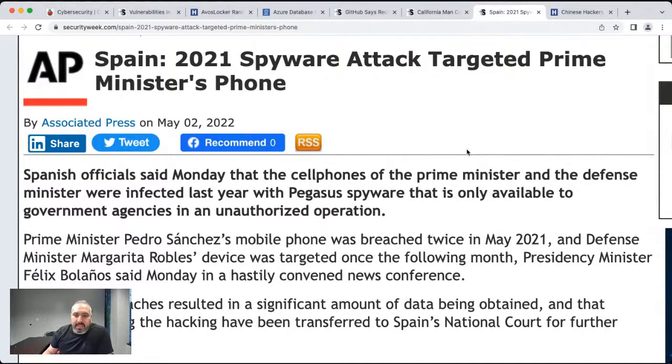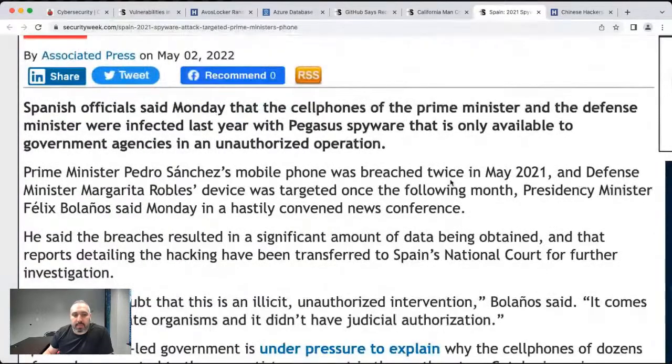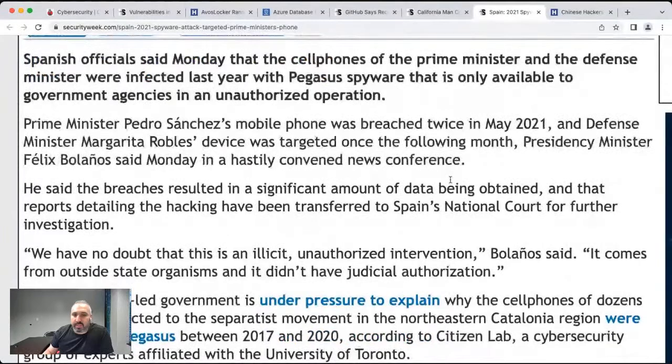NSO and Pegasus are back in the news after a report from Spain on Monday that the cell phones of the Prime Minister and Defense Minister were infected last year with Pegasus spyware, which is only available to government agencies, in an unauthorized operation. Prime Minister Pedro Sanchez's mobile phone was breached twice in May of last year, and Defense Minister Margarita Robles' device was targeted once the following month.